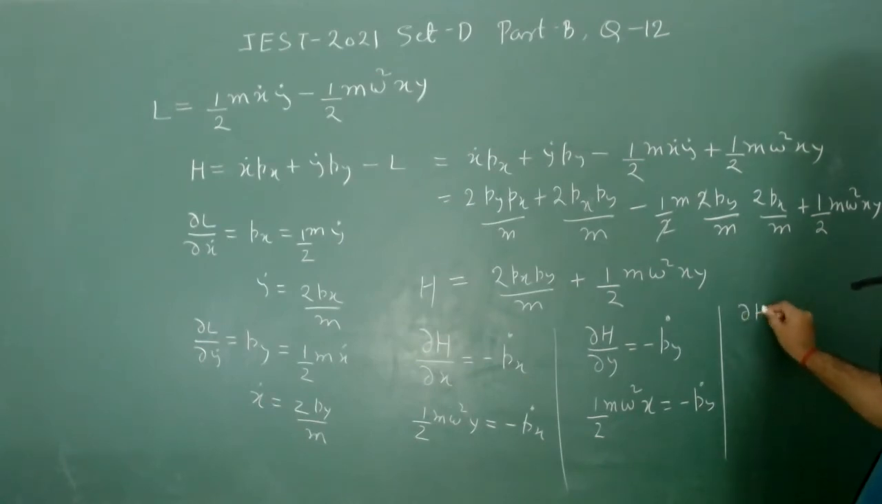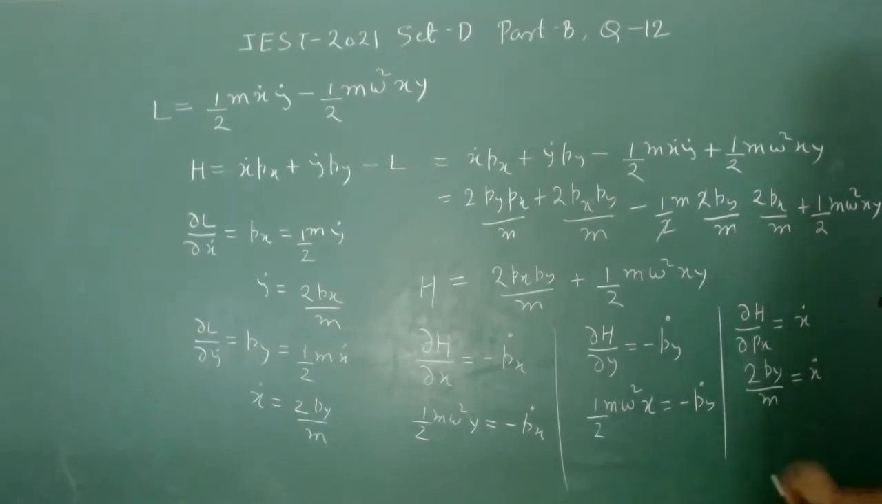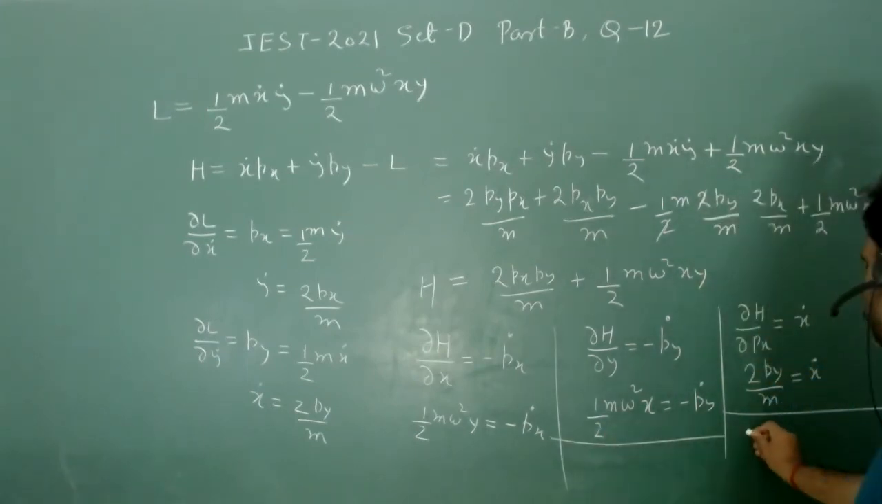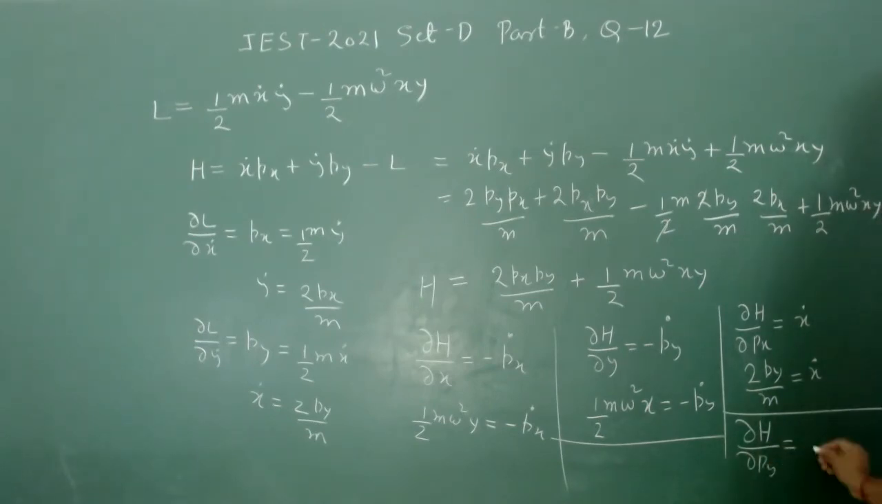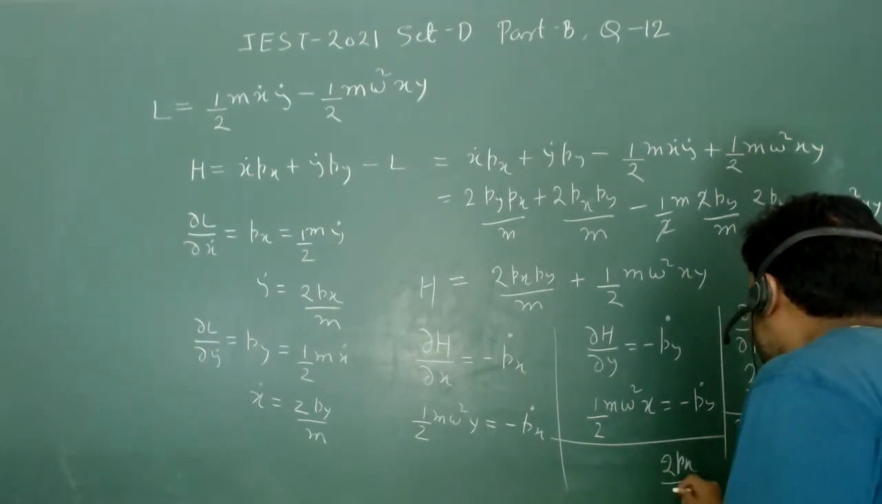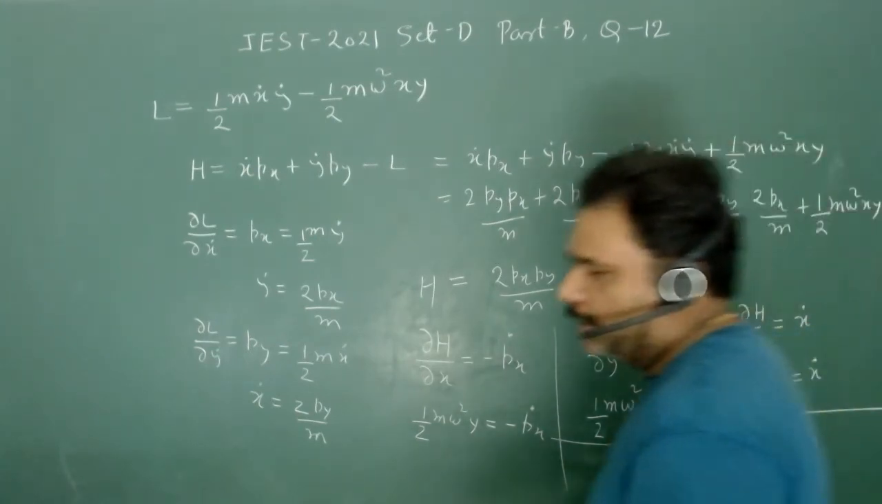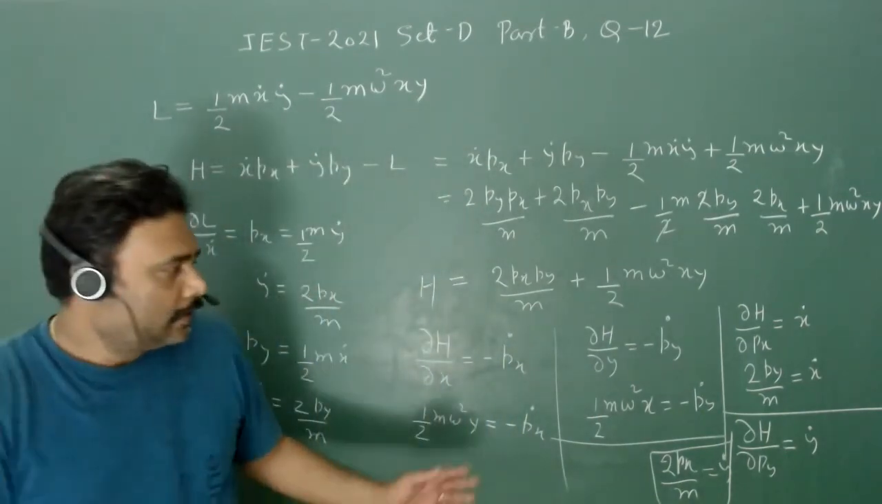The third equation is del H upon del px equal to x dot, so 2 py upon m is equal to x dot. Similarly, the fourth equation is del H upon del py equal to y dot, so 2 px upon m is equal to y dot. From here you can easily see that option number 1 is the correct one.